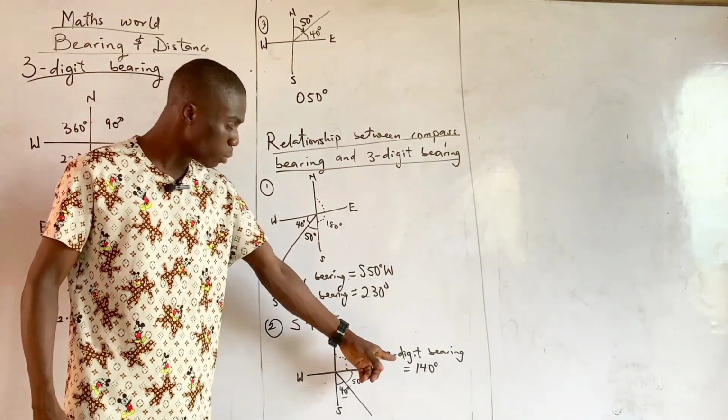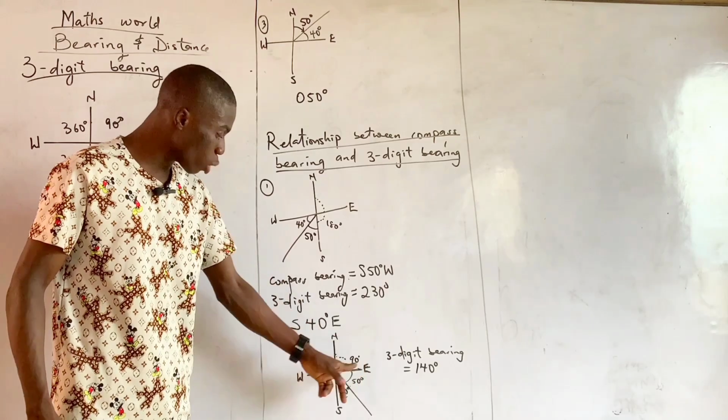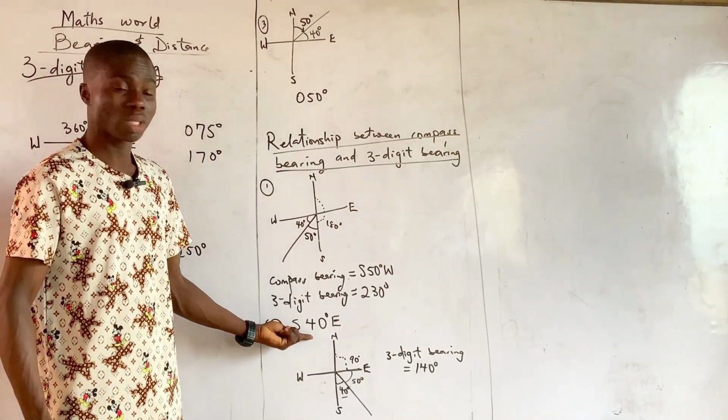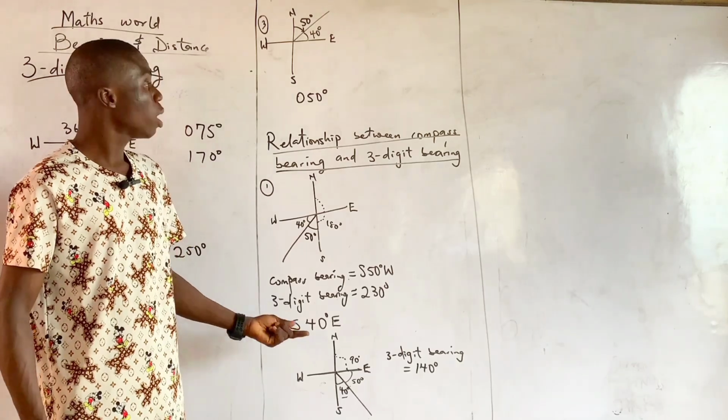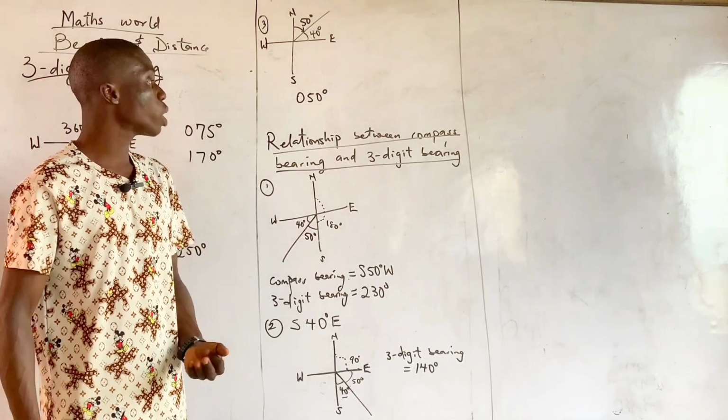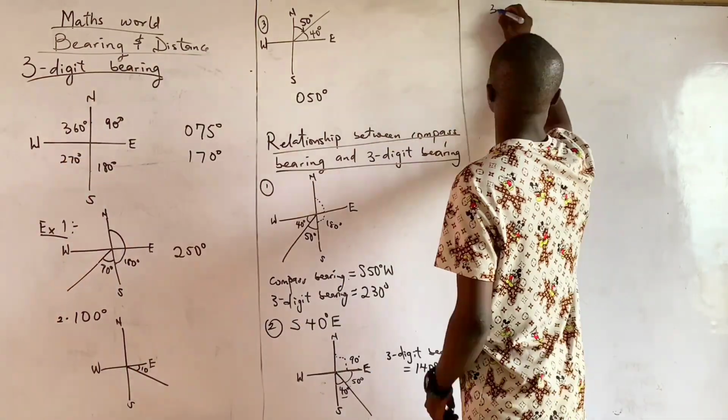And if it is a 3-digit bearing that they give you, you will also represent it in this format and convert it back to compass bearing. Now we have come to the end of today's video. Let's see the top 3 questions that we solve every time.